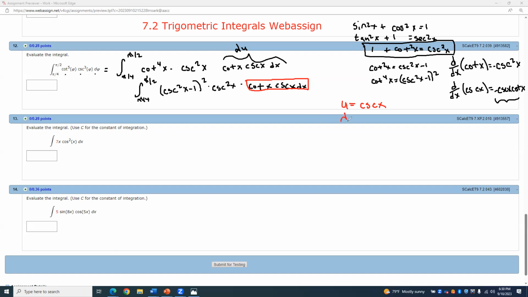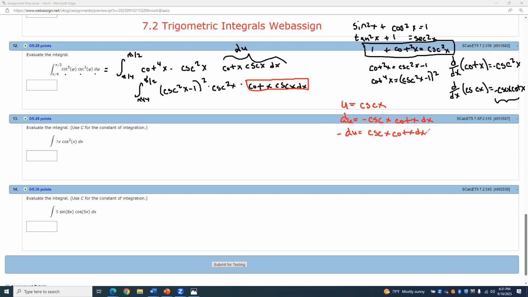And then we ask, what's du? I just talked about this. This is going to be negative cosecant x cotangent x dx. Now we don't have negative cosecant cotangent x dx, we have positive. So when I make my u sub, I'm going to sub in negative du instead of positive du.